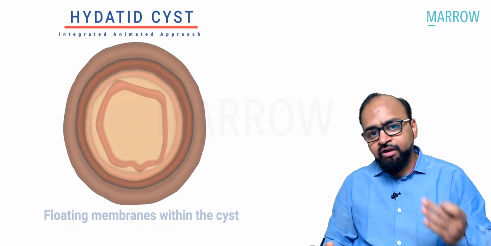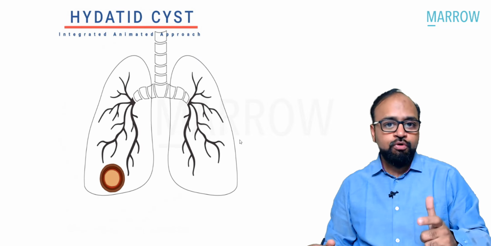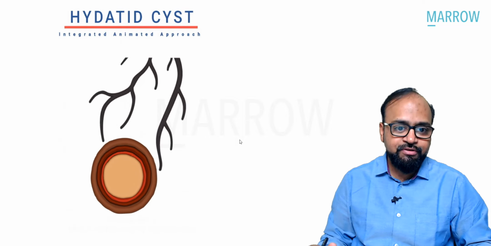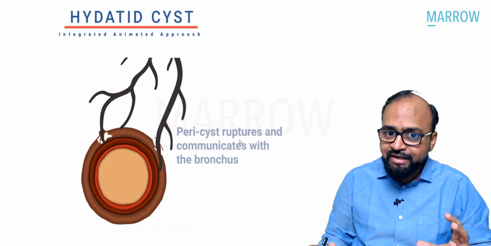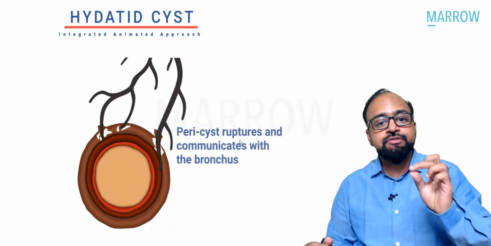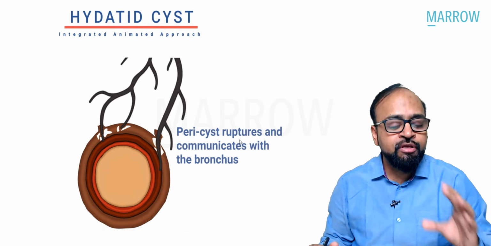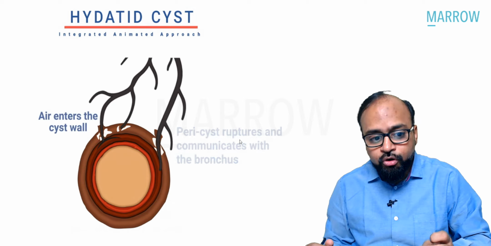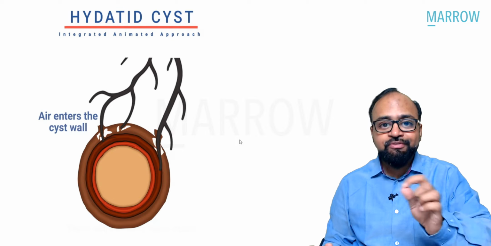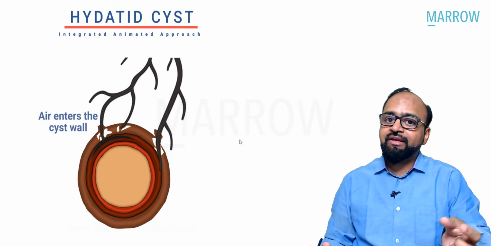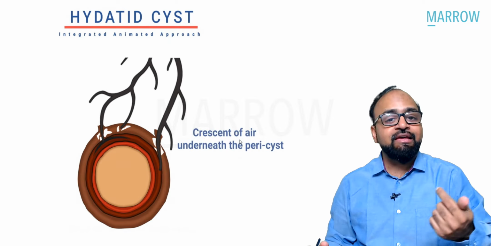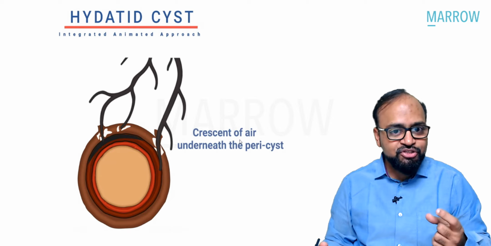Now if a hydatid cyst is within the lungs, what will happen? Air is going to enter the cyst, and this creates some peculiar appearances. When a hydatid cyst enlarges in size, at some point the wall of the hydatid cyst breaks and develops a communication with the bronchus. The air within the bronchus enters the cyst wall. This air can get trapped within the cyst wall. This trapped air takes the shape of a crescent, creating a crescent of air trapped in between the cyst wall layers.